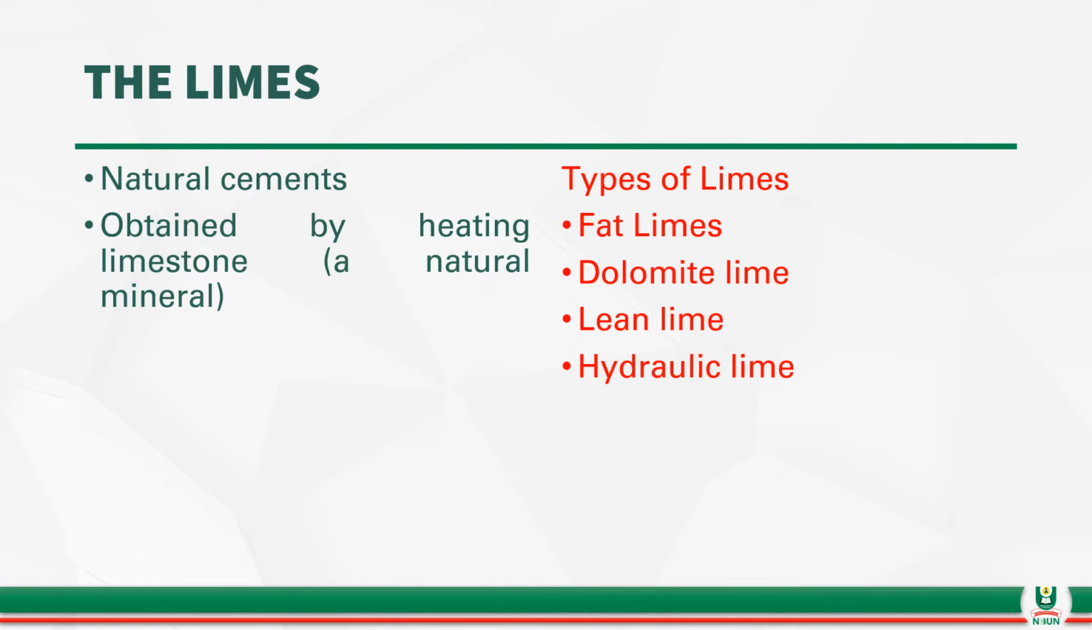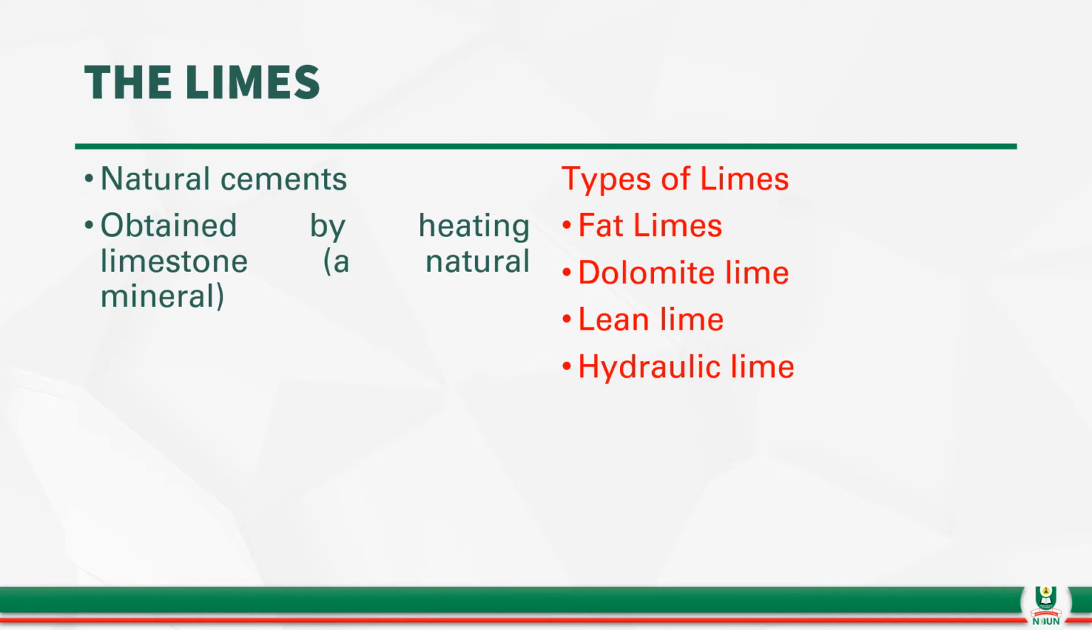So what are the limes? The limes are actually natural cements. And how did you come about that name, the limes? It is because natural cements are obtained by heating limestone. So from the mineral from which the cements are gotten, we coined the word lime. There are different types of limes. We have fat limes, dolomite lime, lean lime, hydraulic lime, and so many others.